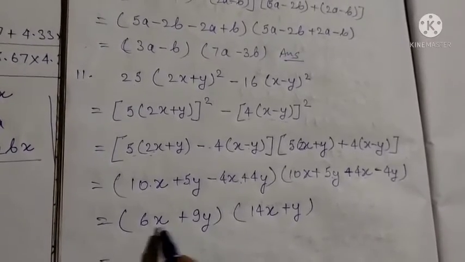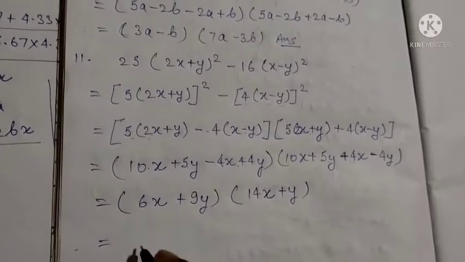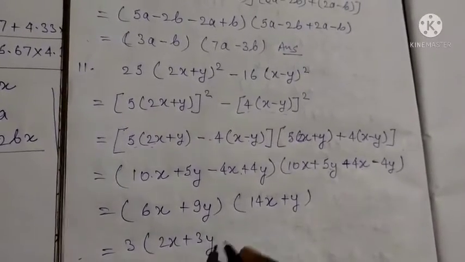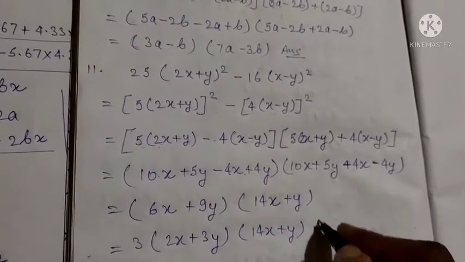Now again look at these. 3 is also common here, so it will be 3 (2x plus 3y) (14x plus y). This is your answer.